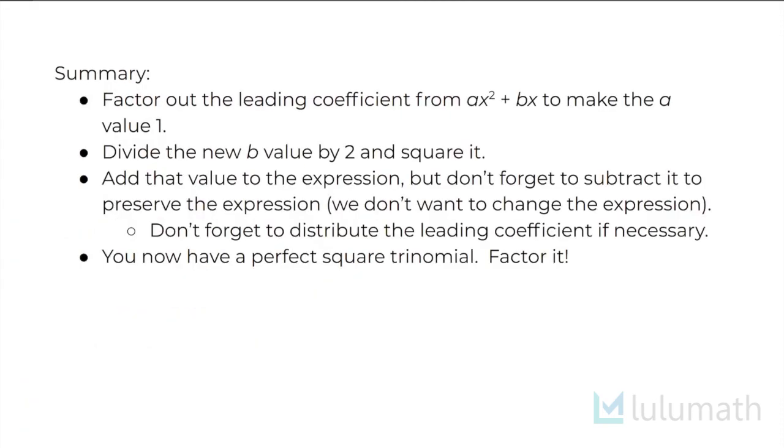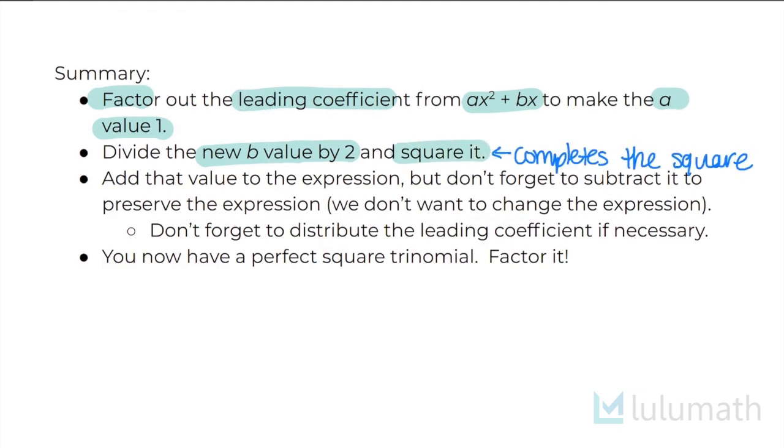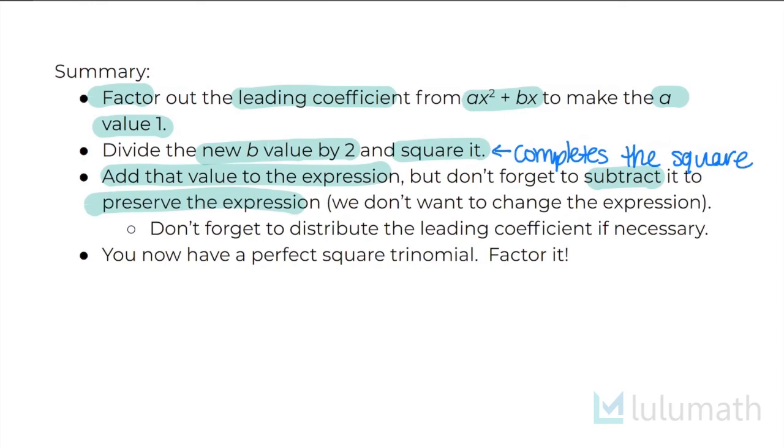So in summary, what you need to do is make sure to first factor out the leading coefficient from the ax squared plus bx to make the a value in your bracket equal to 1. Then when we complete the square, we divide the new b value by 2 and then we square it. This step completes the square. Then we add that value to the expression, but don't forget to subtract it to preserve the expression because we don't want to change the expression. Also, don't forget to distribute the leading coefficient that we factored out if necessary. So now you have a perfect square trinomial and you can factor it.